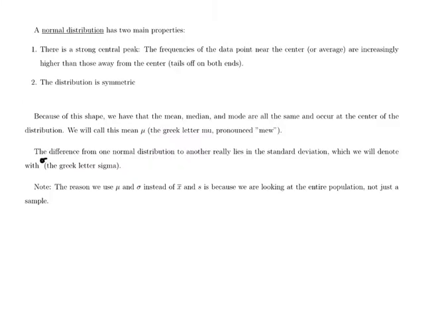So a normal distribution has two main properties that are going to be the same for all normal distributions. There is a strong central peak. That means the frequencies of the data points near the center, or the average, are increasingly higher than those away from the center. And it tails off on both ends. So it's high at the center and tails off at both ends. Also, we need that the distribution is symmetric. So if you would draw a line down the middle, that'd be a mirror image on the left and the right. So those two things define what a normal distribution is going to be.